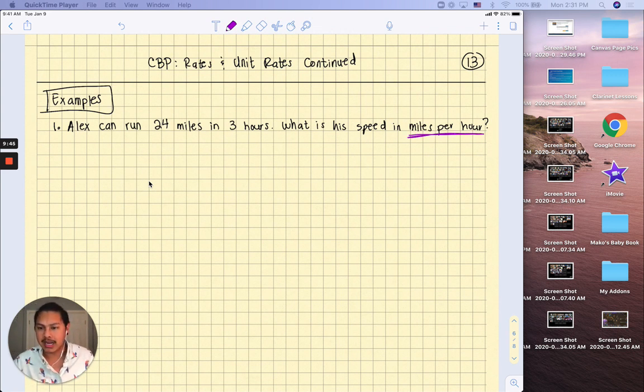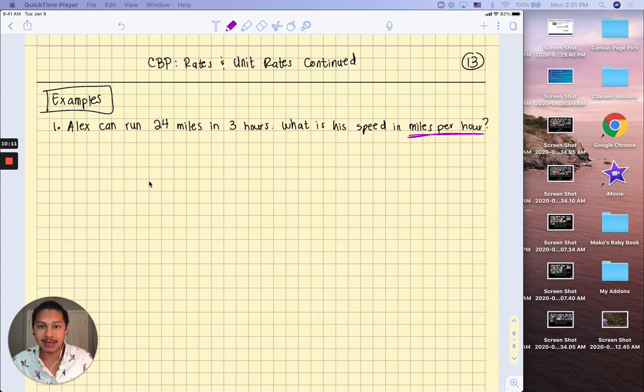This miles per hour is a unit rate, right? Because we're trying to find the number of miles in how many hours? In 1 hour. So you see how that 1 hour makes our unit rate? So that's a big giveaway here. So we need to change this 24 miles in 3 hours to however many miles in 1 hour. Let's go ahead and follow our steps.